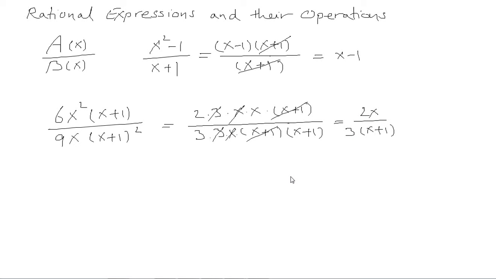We should also be able to multiply and divide rational expressions. So assume that a, b, c, and d are polynomials, and you want to multiply a over b by c over d. The way you multiply them is very similar to the way you multiply ordinary fractions. It would be ac over bd.